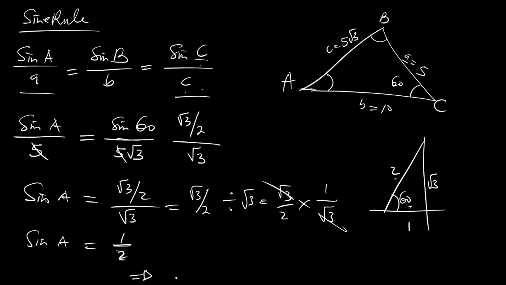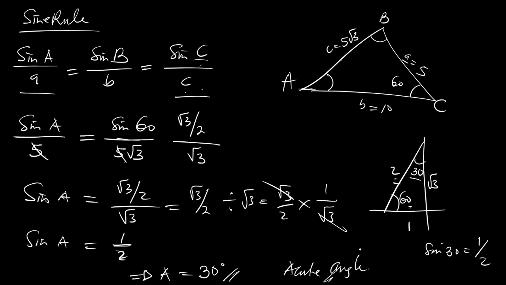That implies that A is equal to what? If you look at this, here is 30, and sine 30 is the side opposite 30, which is 1, over the hypotenuse, which is 2, so 1 all over 2. So that means A is 30 degrees. And this is an acute angle, so you don't need to go further. It's an acute angle, so the answer is 30. Now let's look at the next one to find B.